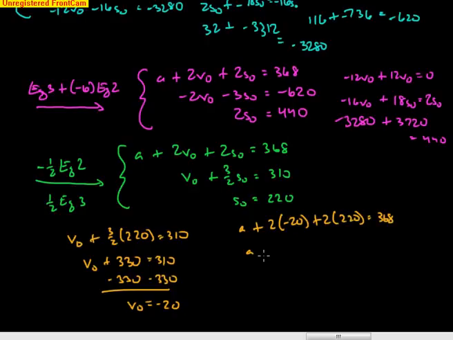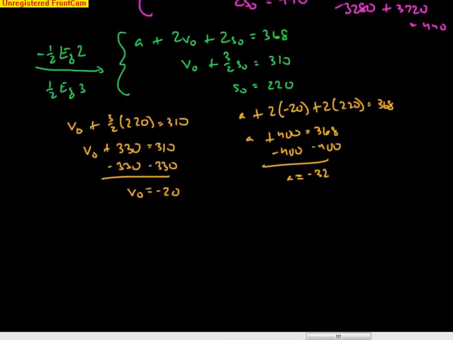This entire thing becomes a plus 400 equals 368. And subtract 400. And there's that negative 32. And again, if you take physics, you know that's the acceleration due to gravity. And that's what should happen if we're going vertically. Okay? And now I have everything I need to plug it into my formula.